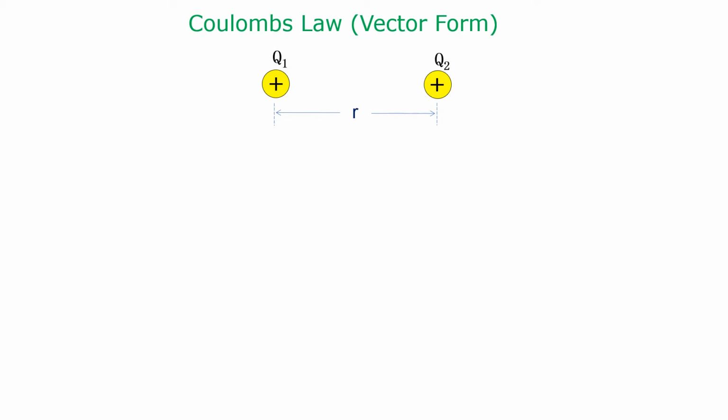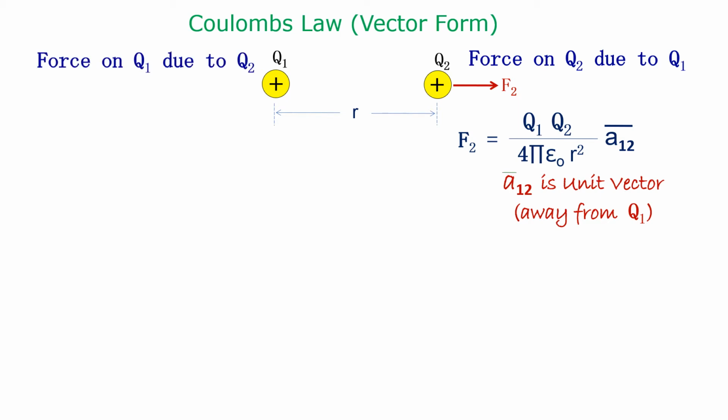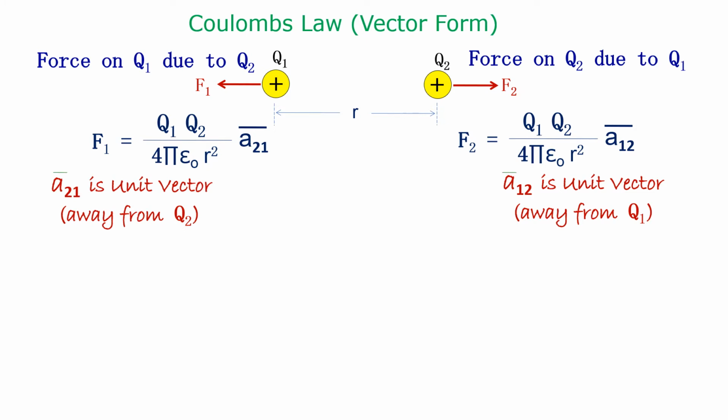We will understand Coulomb's law in the vector form. The force on Q2 due to Q1 is away from Q1. The magnitude is Q1 Q2 by 4 pi epsilon naught R square. A12 is a unit vector away from Q1. The force on Q1 due to Q2 is in the direction away from Q2. A21 is the unit vector away from Q2.